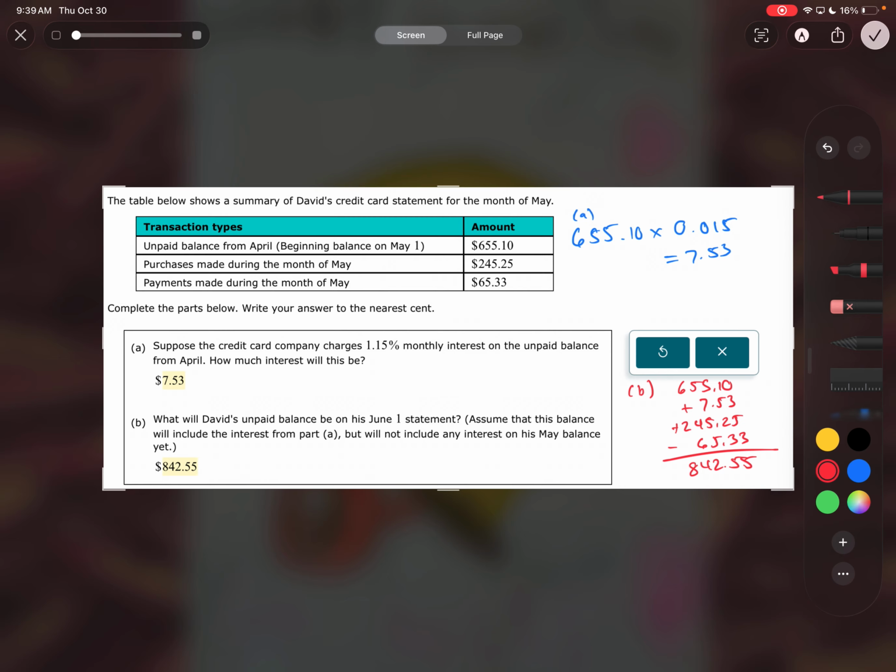So that is just a little bit of credit cards. I may talk about credit cards for a second on Tuesday too when I do my real life math. But yes, you start with the original balance in April. At the end of April or the beginning of May, it's $655. You get some interest on what you didn't pay in April. Then you add more purchases to it. So those are additions, and then you do subtract any payments. So it would be $842.55.